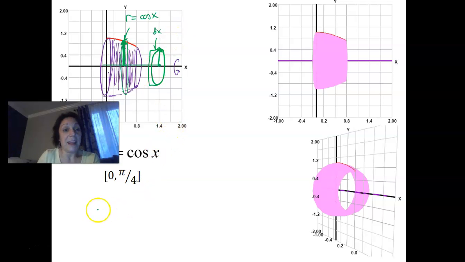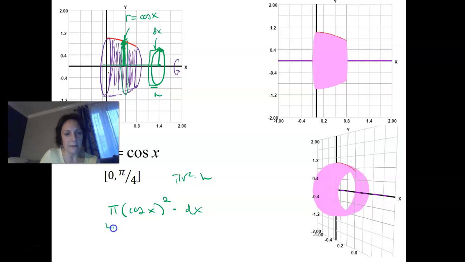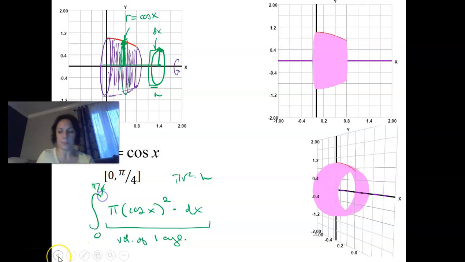So if I want the area, or I'm sorry, the volume of this whole thing, I need the volume of one cylinder. So that's pi radius squared times h. Pi r squared h. In this case, my h is my thickness, my dx. That's the volume of one cylinder. I need the volume of all of them. So I want to add all the cylinders up. First one at 0, last one at pi over 4.